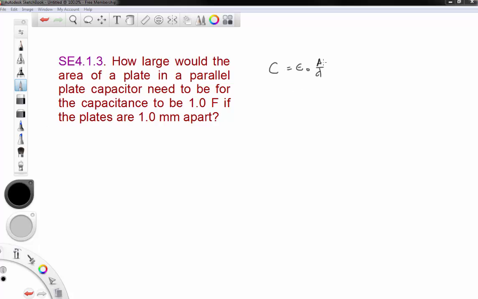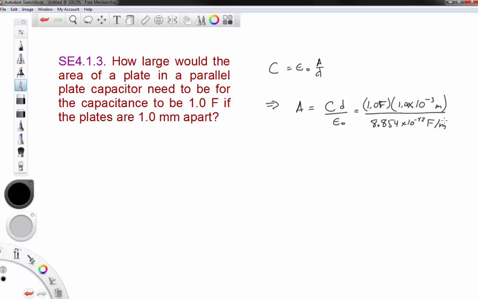Alright, so we begin with C equals epsilon naught A over D. We're solving for the area, so area is C times D over epsilon naught. So that means 1.0 farads times the distance, which was 1.00 millimeters, so 1.0 times 10 to the minus 3 meters, divided by 8.854 times 10 to the minus 12 farads per meter. So what does that give us?